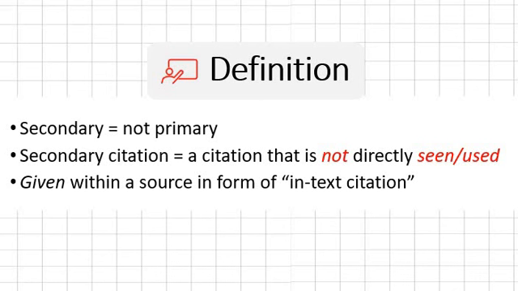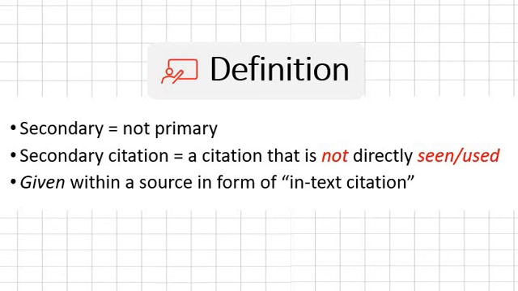In other words, the secondary citation is a citation that is not directly seen or used by us as people who are using this technique of citation. Secondary sources are given within a source in the form of in-text citations. We're going to explore examples later on in this video, but this is the basic definition of the secondary citation and the secondary sources.